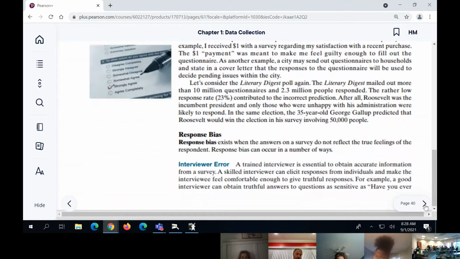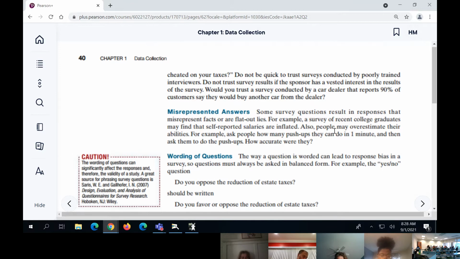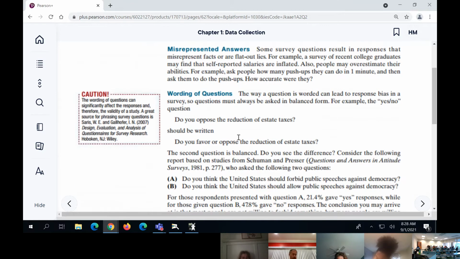Interview error, that's kind of like the question I just talked about. Misrepresented answers, here you go. Do you oppose the reduction of estate taxes? Do you favor or oppose? See, that's how you write questions.